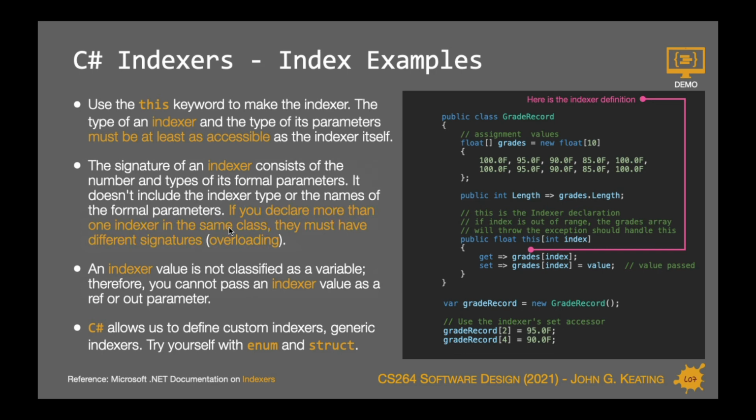Very nice and useful. An indexer value is not classified as a variable, so you can't pass an indexer value as a ref or out parameter. And C# allows us to define custom indexers and generic indexers, and they will work with enums and some structs as well. Okay, so have a look at the code.